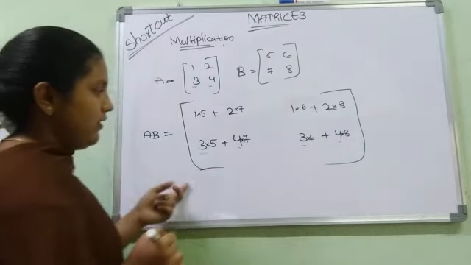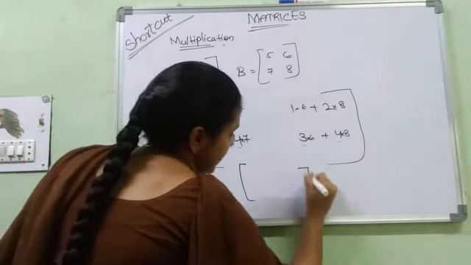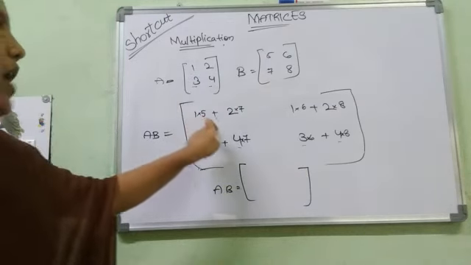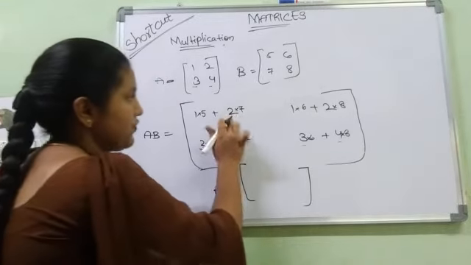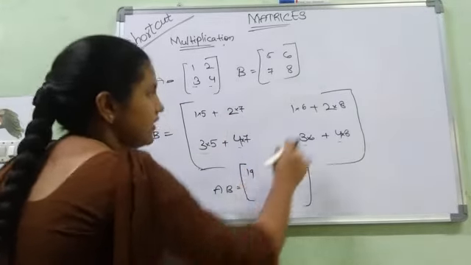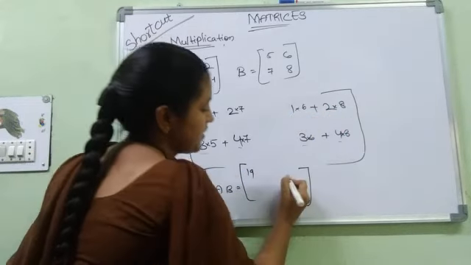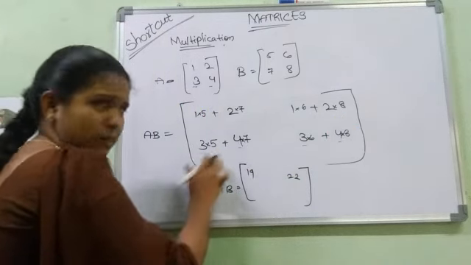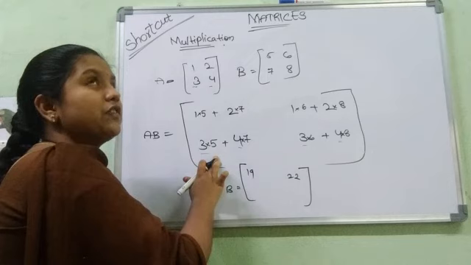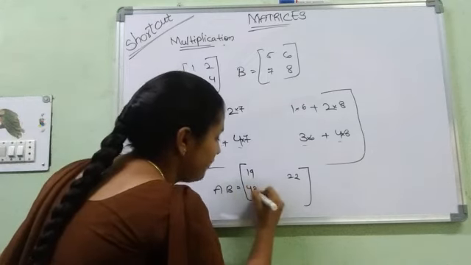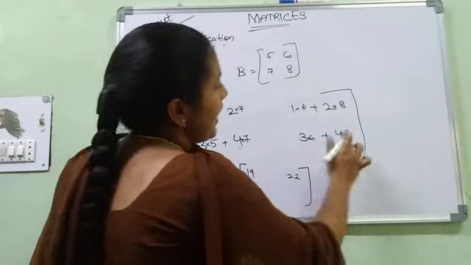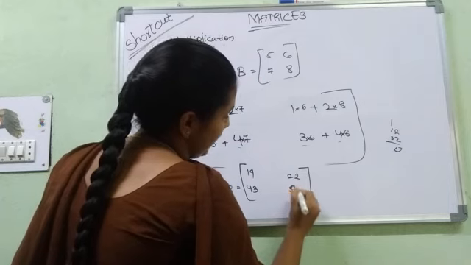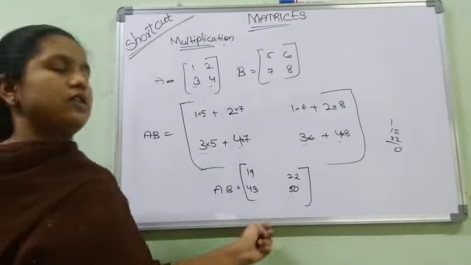Okay. By this, the resultant matrix AB will be: 5 ones, 5. 5 plus 14, 7 twos is 14. 14 plus 5, 19. 6 plus 8 is 16. 16 plus 6, 22. Right? 7 fours is 28. 28 plus 15 is 43. Right? And then here 6 threes is 18. 18 plus 8 fours is 32. It's nothing but 50.